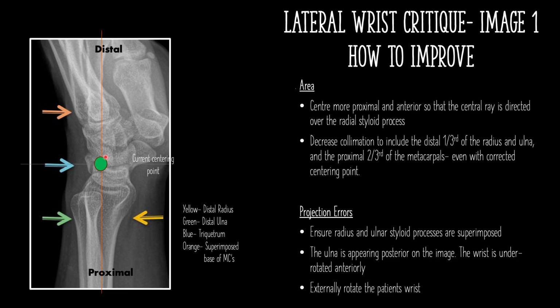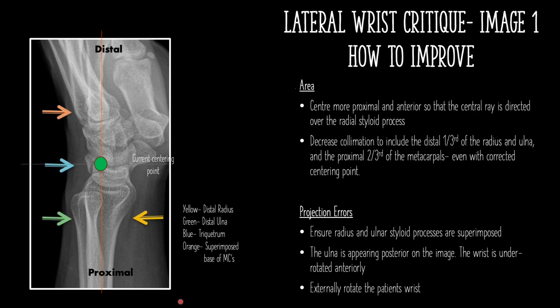To ensure this happens, we're going to bring our centering point proximally, as it's sitting too distal. When we do this, we probably will therefore be excluding the proximal 2/3 of the metacarpals. So what we're going to do is decrease our collimation. Decreased collimation means that we have more area, and we're going to decrease it to include the distal 1/3 of the radius and ulna when we have corrected our centering point, and the proximal 2/3 of the metacarpals.